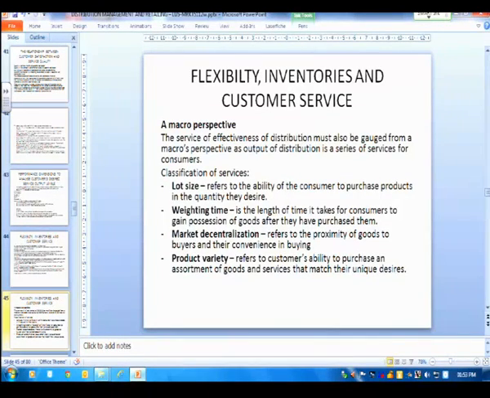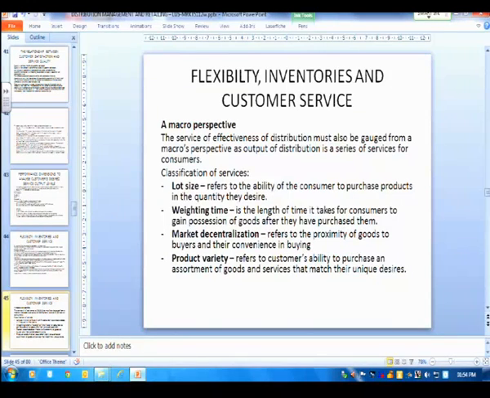A macro perspective. The service effectiveness of distribution must also be gauged from a macro perspective, as the output of distribution is a series of services for consumers. Let's look at the classification of services.